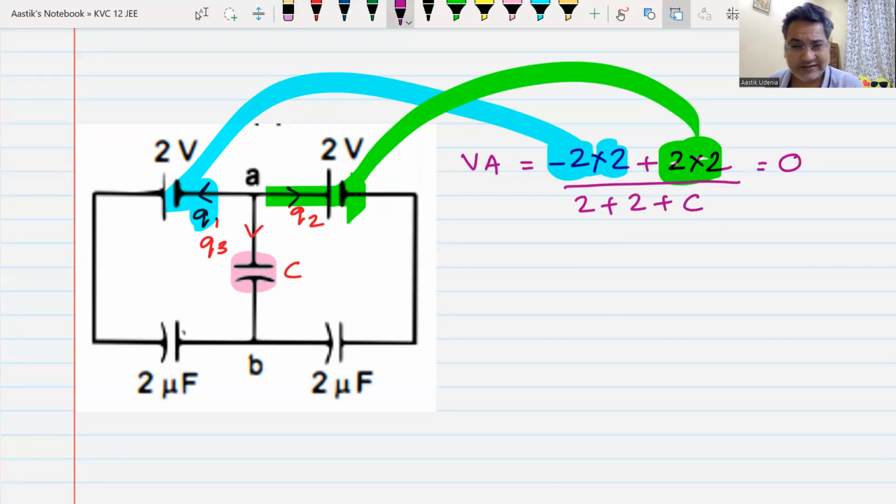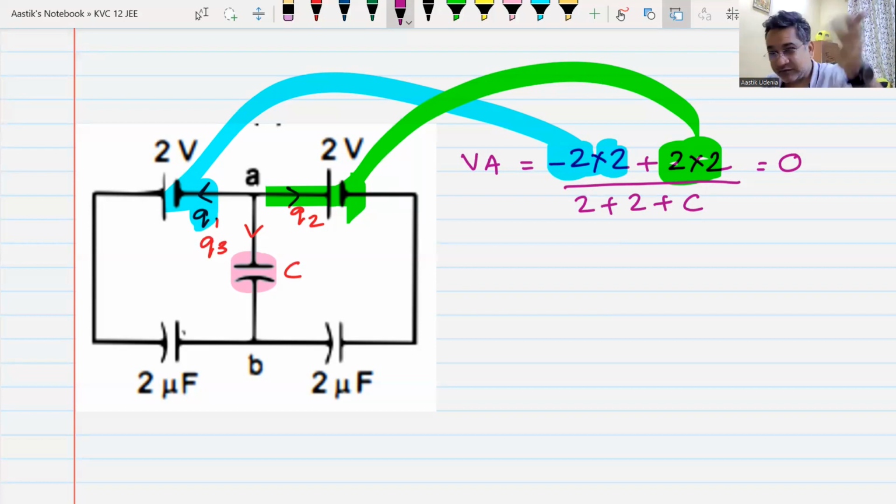The potential difference is 0. I don't need the value of C. I don't know the value of C. I don't need the value of C. You understand this? Understood, sir. So basically the potential difference across A and B is 0, so you can join it by a point.